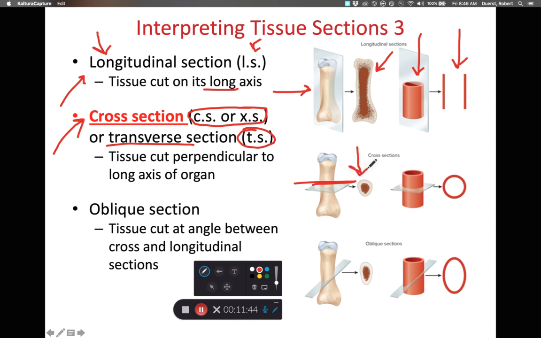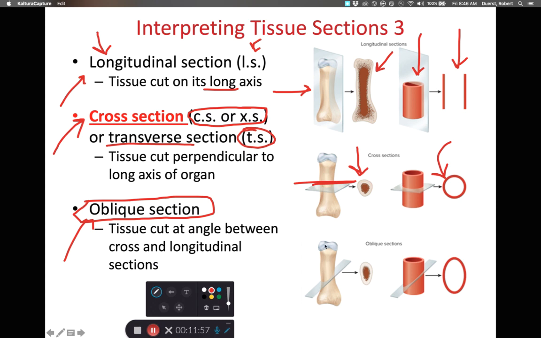So here we have a cross-sectional slice of a long bone. Here we have a cross-sectional slice of a blood vessel. And then we have the oblique section. When I think of oblique sections on microscope slides, this is the miscellaneous category. So that's not longitudinal, it's not transverse, it's anything in between. And then you end up with more confusing views.